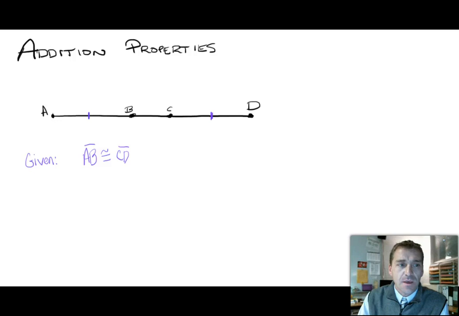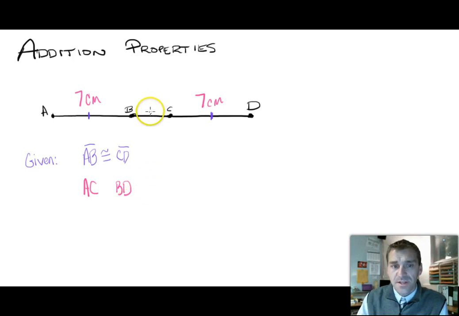Well, here's how it goes. If you look at segment AB, I'll make this up, let's say it's 7 centimeters. If AB is 7 centimeters, and since these two are congruent, then CD has to also be 7 centimeters. Now, what could we conclude about the length from A to C compared to the length from B to D? Do you think there is anything we can conclude? I would say, you betcha.